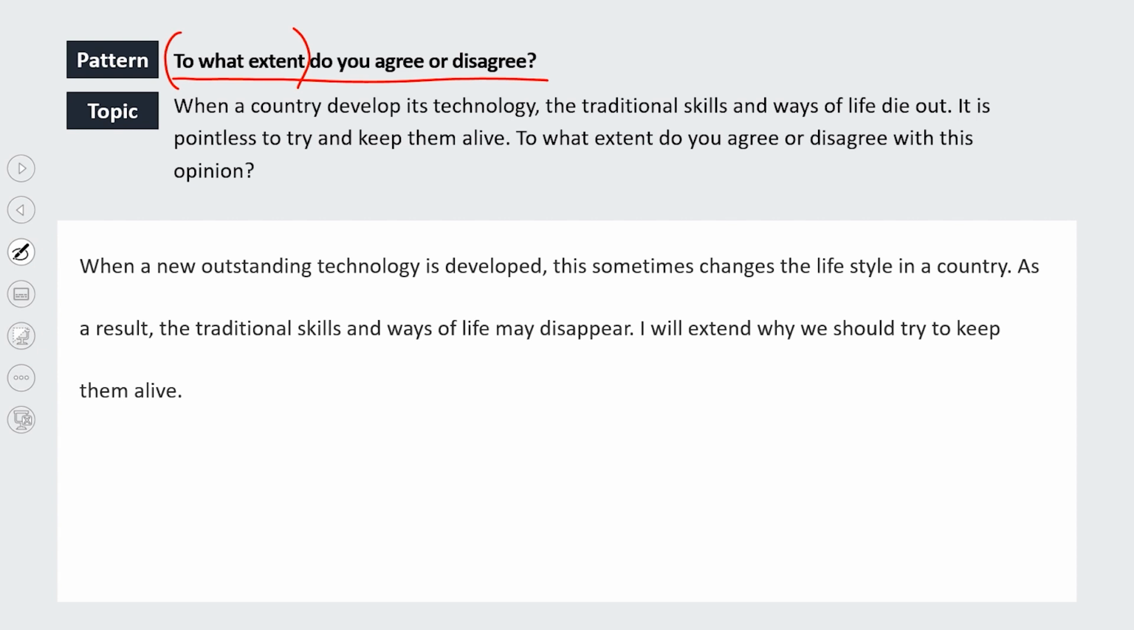Okay, so it's to what extent. You're saying, okay, I do agree, but with these caveats. And that's how you can get to that more sophisticated, higher level task achievement, and you can show some more sophisticated grammar when doing your arguments.